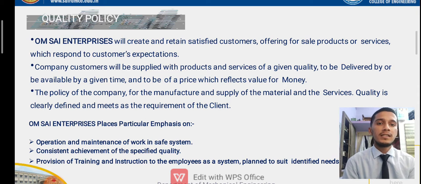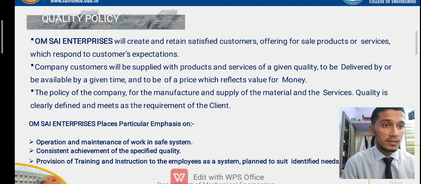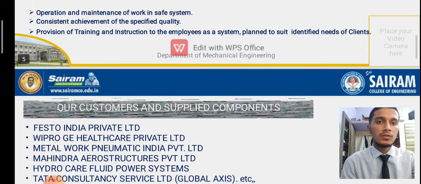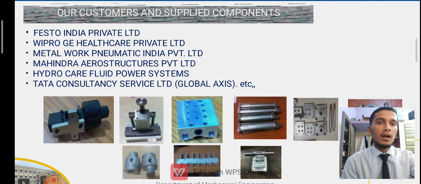Om Sai Enterprises places particular emphasis on operation and maintenance, which is the most important thing, on the consistent achievement of specific quality, and on the provision of training and instructions for employees as a system. Coming to the next slide, that is our customers and the supplied components.